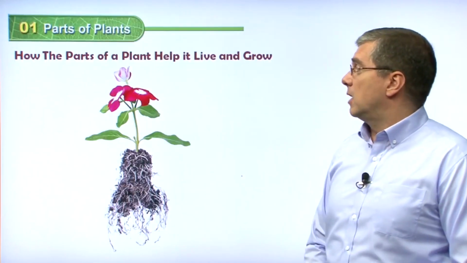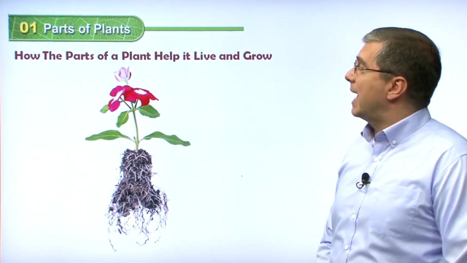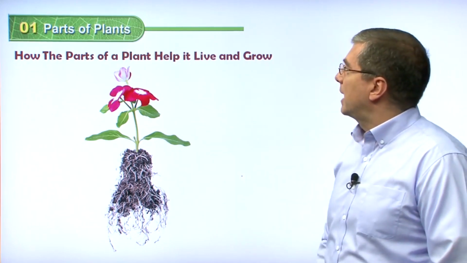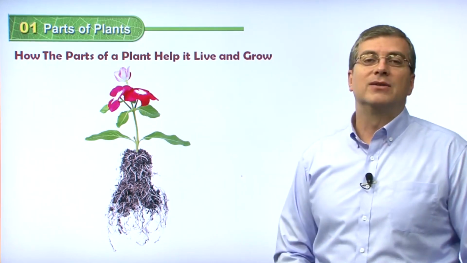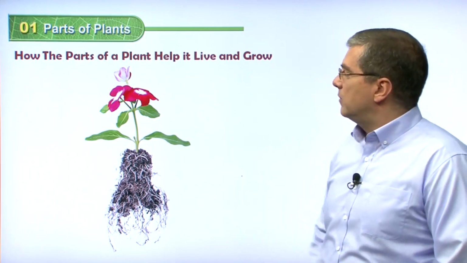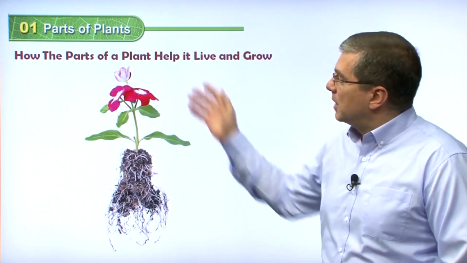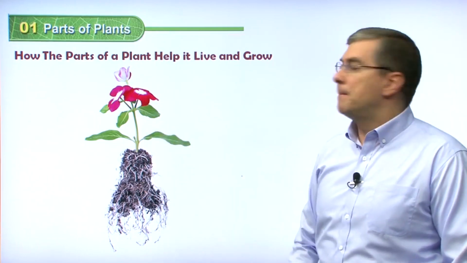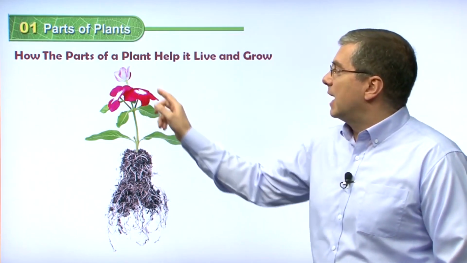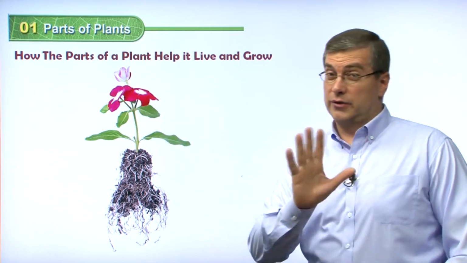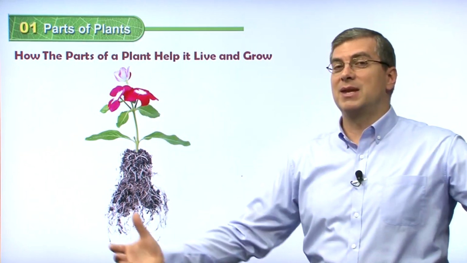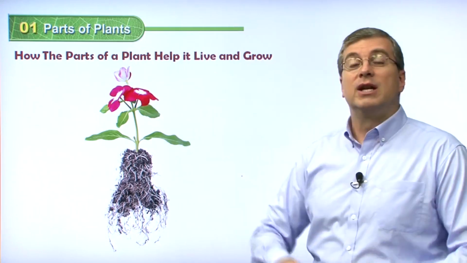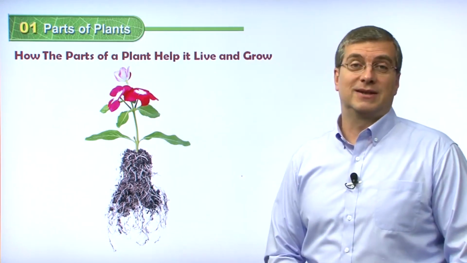Okay, let's move on. We have come to the end of our presentation. We have talked about how the parts of a plant help it live and grow. Just to review very quickly, we have a very good picture of a plant here. We've talked about the roots, the stem, the leaves, and the flowers. Also remember, on a tree, we've talked about the branches of a tree, and the flowers turning into fruit and holding the seeds.